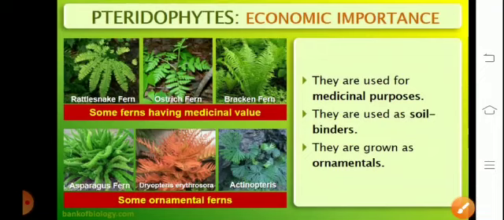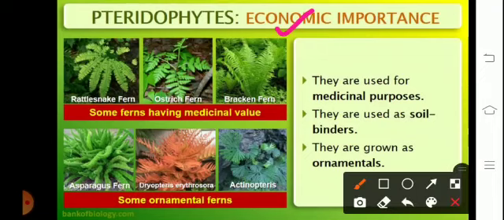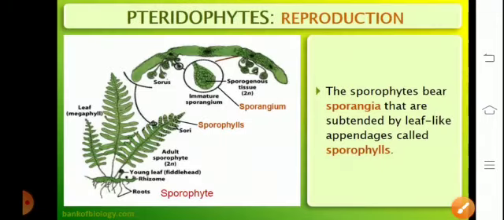Talking about the economic importance of pteridophytes, they are used as medicinal plants. Example, rattle fern, ostrich fern, bracken fern. They are also used as ornamentals for decorative purposes, which include asparagus fern, Dryopteris, Actinopteris, to name a few.